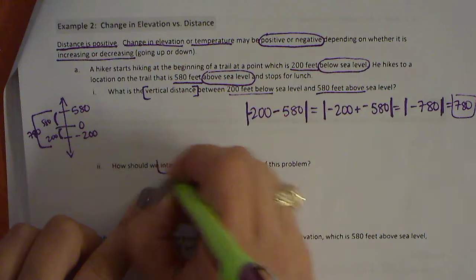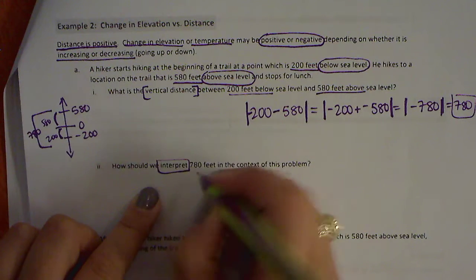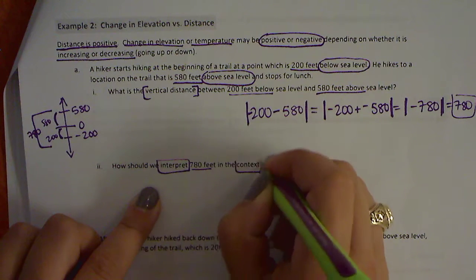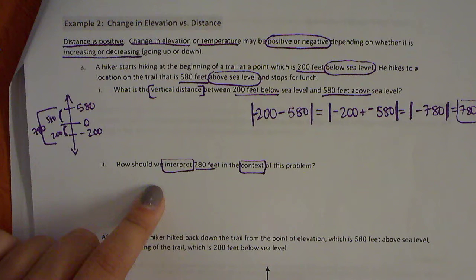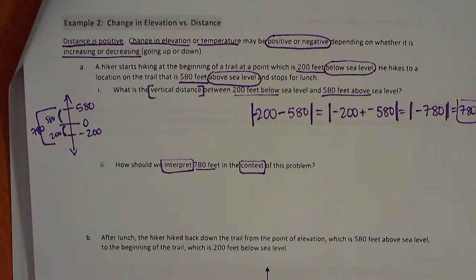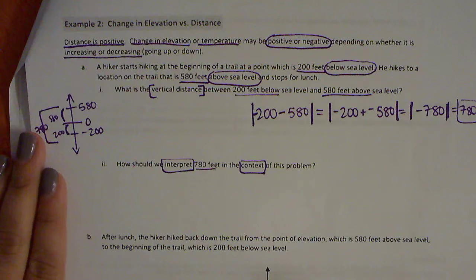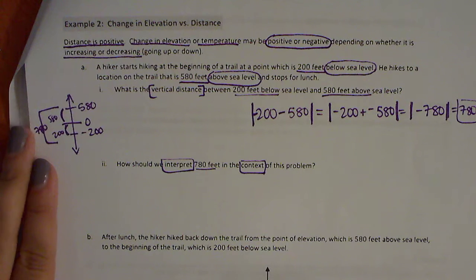How should we interpret 780 feet in the context of this problem? 780 feet means what? That's what it's asking. What does 780 feet mean in the context of this problem? Well, we were talking about hiking. 780 feet means from where he started to where he ended.